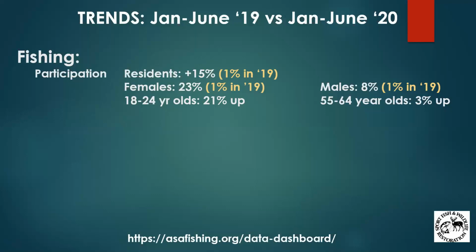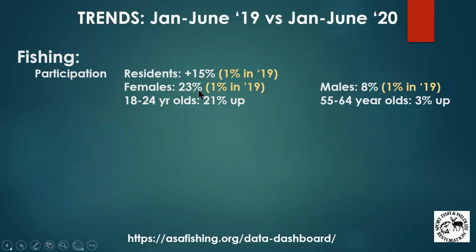Fishing was, as most of you know, the peak period for fishing license sales in the country is typically April through June. So the peak period was covered in the first half of this year, right in the middle of the COVID issues, and is captured in this current license dashboard. Number of residents buying fishing licenses was up 15% versus 1% growth the year before.